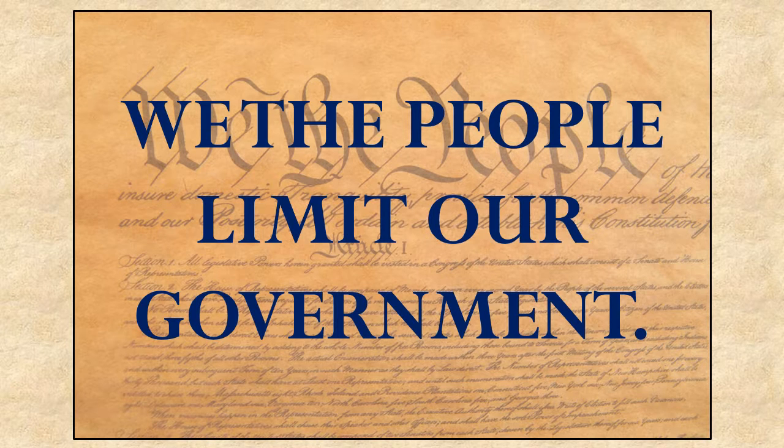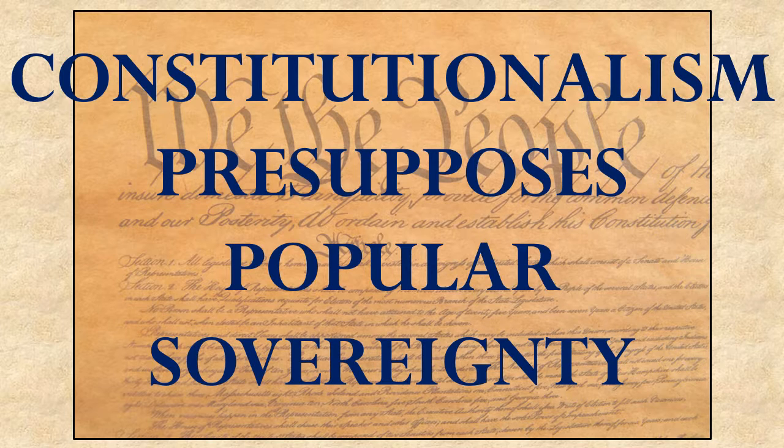So this is an important feature of a constitution. The Constitution limits the power of government, and therefore there has to be someone outside the government to set those limits. And in our system of government, those who are setting the limits are we the people. Therefore, constitutionalism, this idea that the powers of government can be limited, presupposes a notion we talked about previously, popular sovereignty. So in order to limit the powers of the government through a constitution, you have to have popular sovereignty.